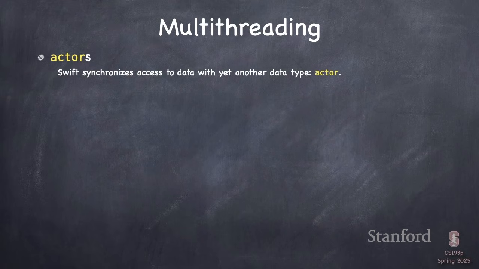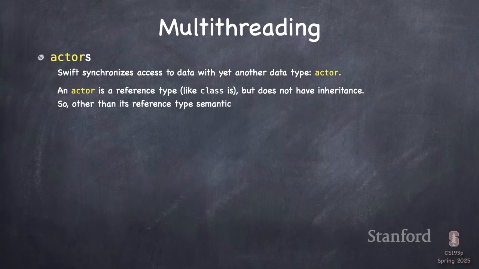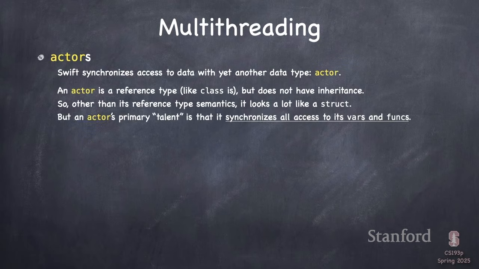Actors are the way we synchronize the data that multiple threads might be trying to smash on. Now, an actor is a reference type. It's extremely like a class. You use it in the same way. You say actor foo, whatever, just like you would say class foo. But it has no inheritance. It's not like a struct. It's not a value type. It's a reference type. But an actor's talent, the thing an actor can do, is that it synchronizes all access to all of its vars and funcs across threads. That's what it does. And I'm going to talk about how it does that in a moment here.